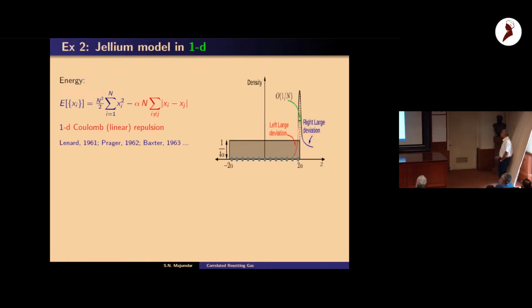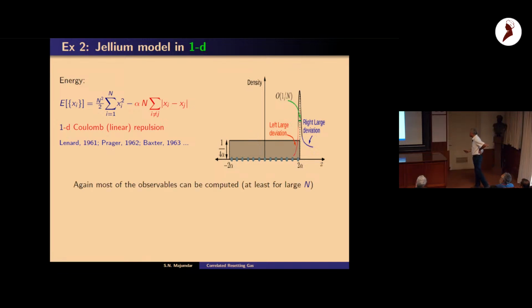The second solvable example is what is called the Jellium model in one dimension. This is again a harmonic potential, but now you have a linear repulsion, not log repulsion. This is like a real Coulomb gas in one dimension, because a Coulomb gas in one dimension has repulsion which is linear. This has been studied by various people in the 60s and so on. What is known, where alpha is the interaction here, is that the density is again supported over a finite interval, but the density is completely flat here. So it's a constant in the large n limit.